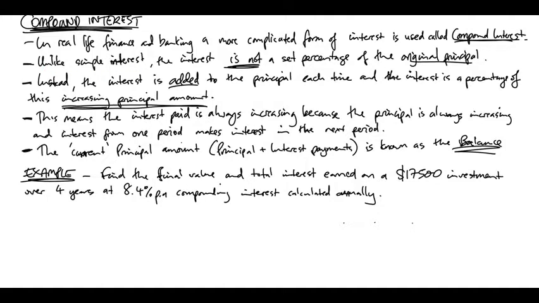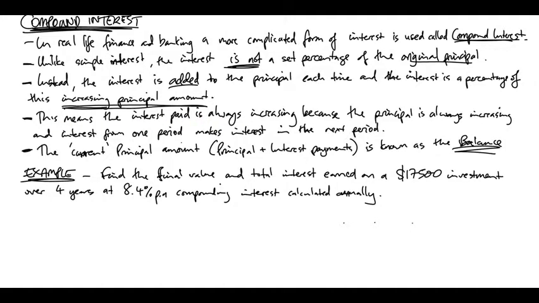Unlike simple interest, the interest isn't just a set percentage of the original amount. Instead, the interest is constantly added to the principal each time. And the interest is a set percentage. The percentage always stays the same, but because you're adding the interest you earn each year or each period, the principal is increasing. So a set percentage of something that's always increasing is going to change. 5% of 100 is going to be 5. 5% of 101 is going to be slightly more. Okay, so that's what compound interest is about.